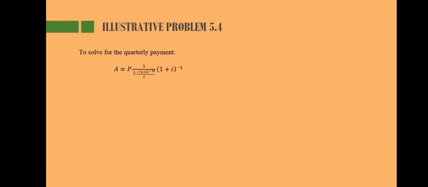To solve for the quarterly payment, gamitin natin yung isa sa dalawang formula, which is yung A is equal to P times 1 over 1 minus the quantity of 1 plus I raised to the power of negative n all over I times the quantity of 1 plus I raised to the power of negative 1. Then, substitute lang po natin yung lahat ng given natin. Yung P, which is the 20,000.